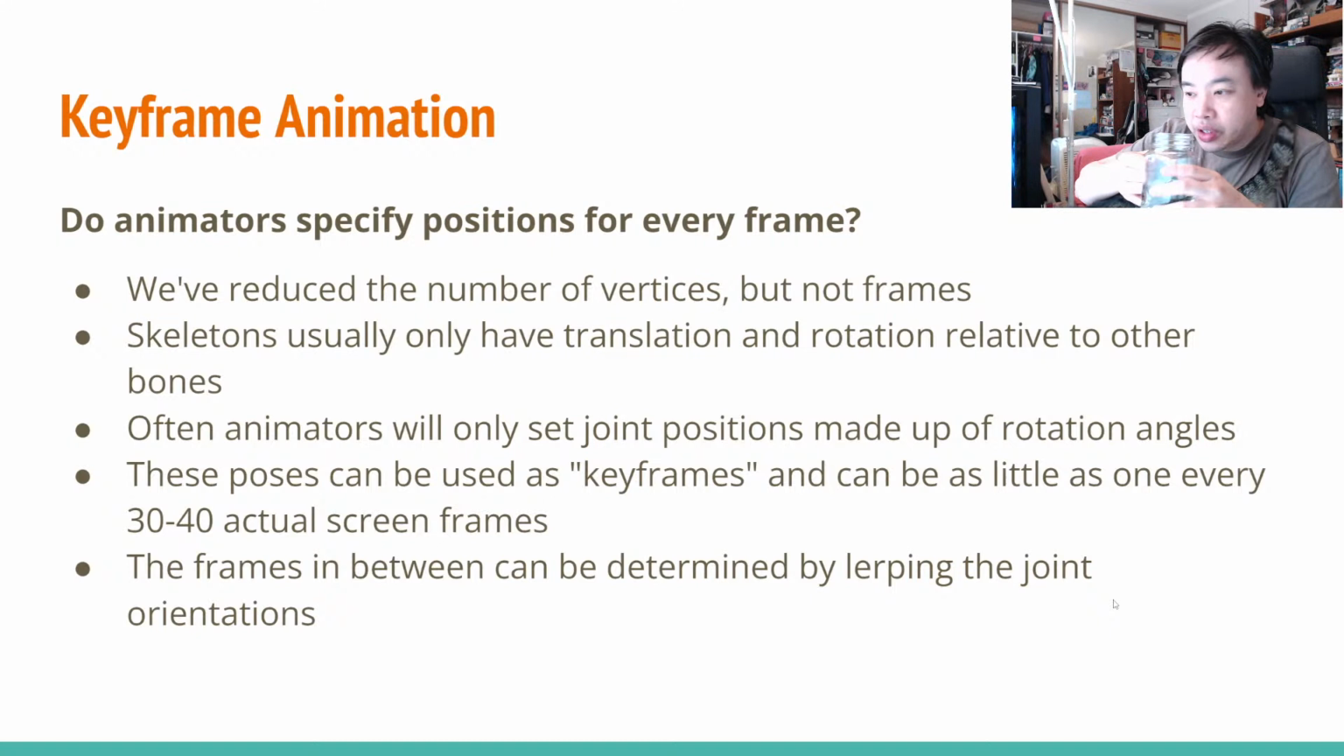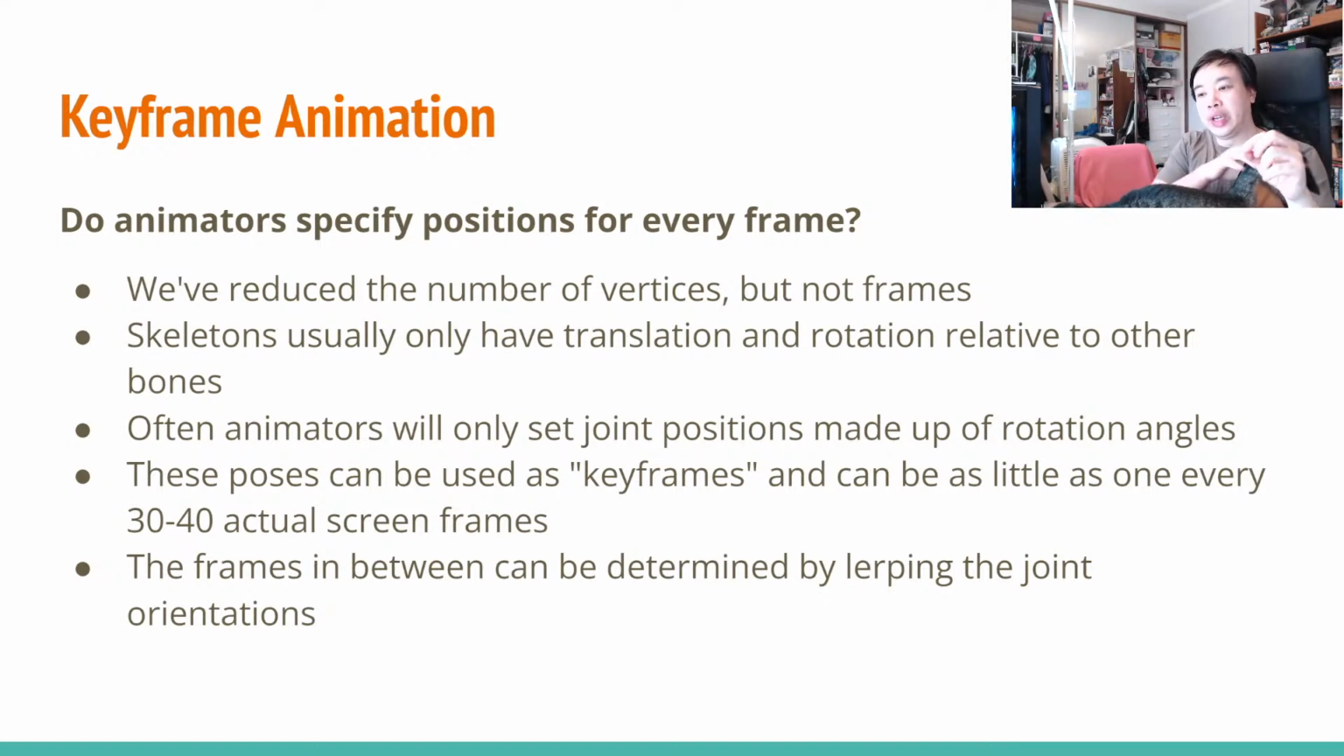So we've reached a certain point here. We've significantly reduced our animation workload in terms of the number of vertices that our animators have to work with, but we have not reduced the number of frames necessary. So if I'm going at 144 frames a second, I might still have to say, for every single possible one of those 144 frames, these are the transforms that the bones are in. And we don't want to do that, right? We don't want to have that many transforms happening at once.